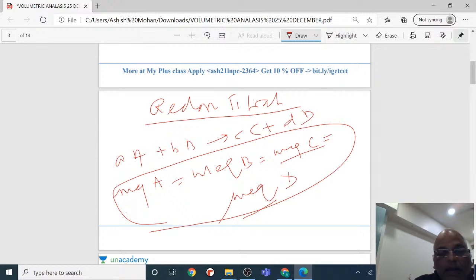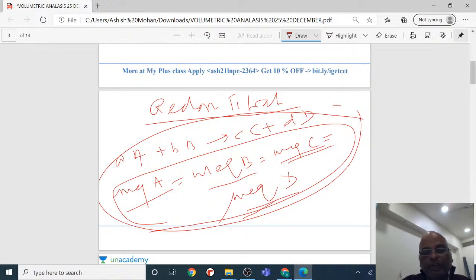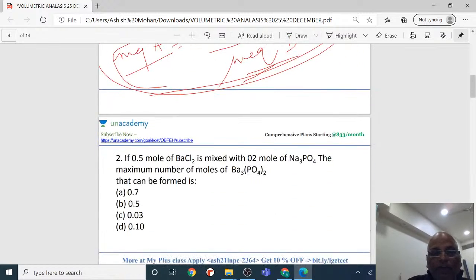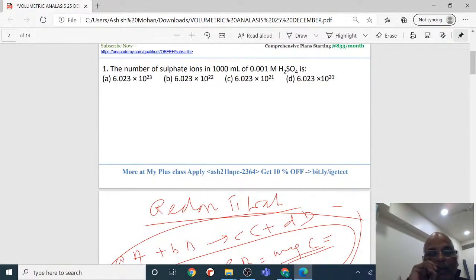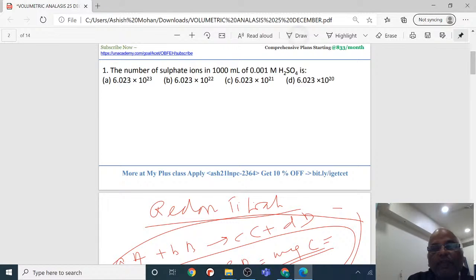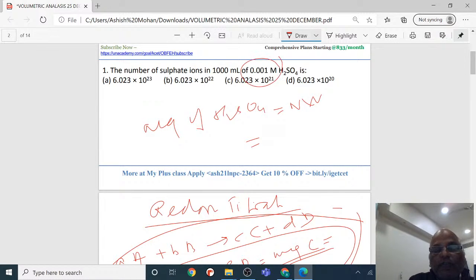Milli equivalent of A equals milli equivalent of B equals milli equivalent of C and milli equivalent of D. This is the equation you have to keep. Next, now I'm going to tell you something about mole concept questions. First question on your screen: the sulfate ions present in 100 ml of 0.1 molar H2SO4. How will you find? First you will find out milli equivalent of H2SO4. It is normality into volume. Here we have been given molarity, therefore molarity into volume into n factor.